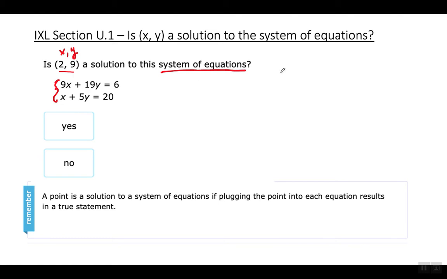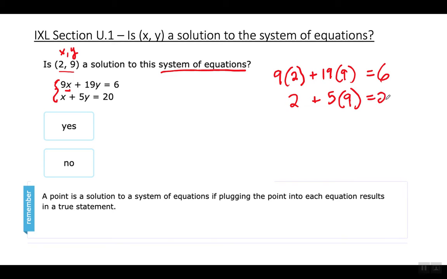So you're going to substitute. Let me write them over here. On the top, it would be 9, for the x I'm going to substitute the number 2, which is the x coordinate. So 9 times 2 plus 19 times y, which right here y is 9, equals 6. And on the bottom, you would substitute 2 for x and 9 for y. And you have to check, when you substitute them, do they make those equations true or false?